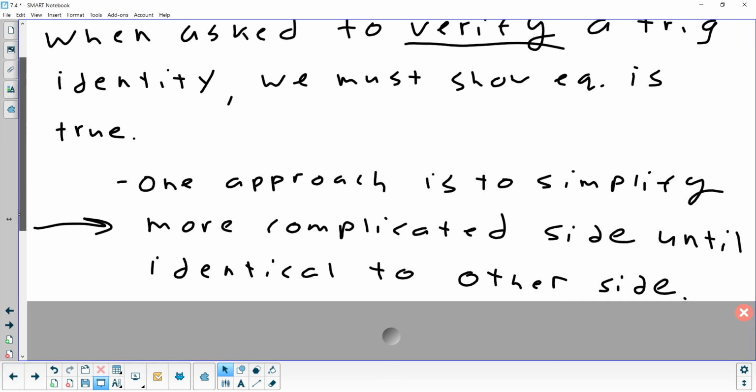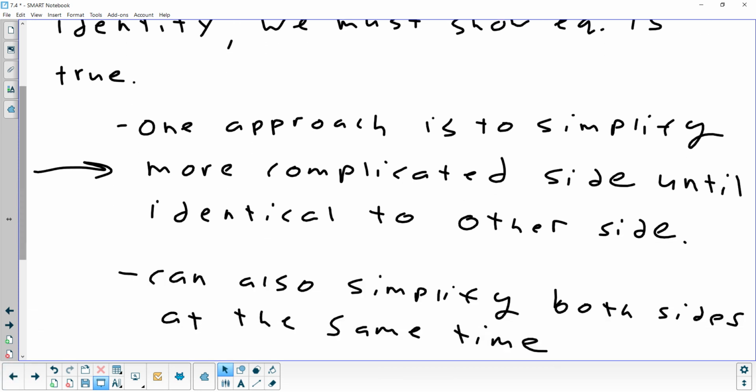Now, the other approach is to work with both sides at the same time. We're not going to do that. We're going to stick with just working with one side at a time. But technically, if you had two sides that were different, you could do a little work on the left, do a little work on the right, do some more on the left, do some more on the right, until eventually you get them to match. But I would say this approach, when you're starting out, is probably the way to go.